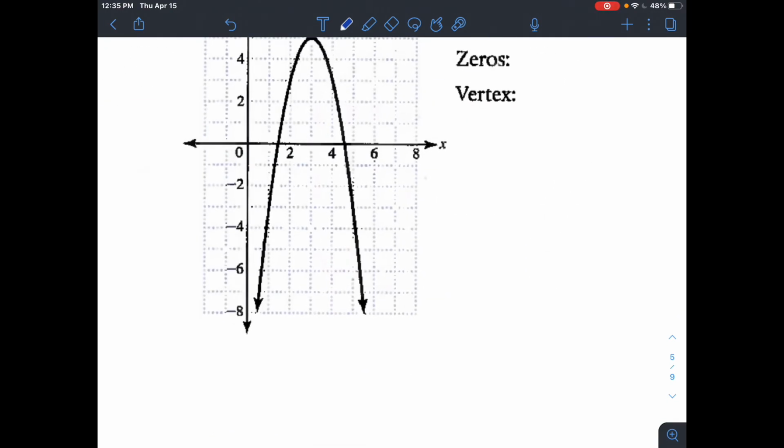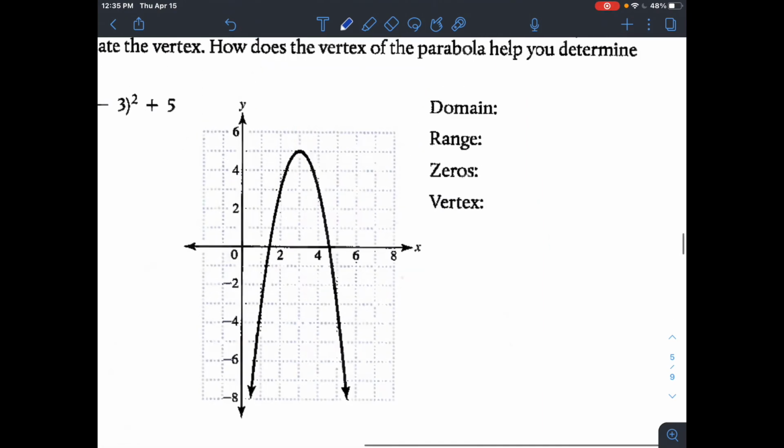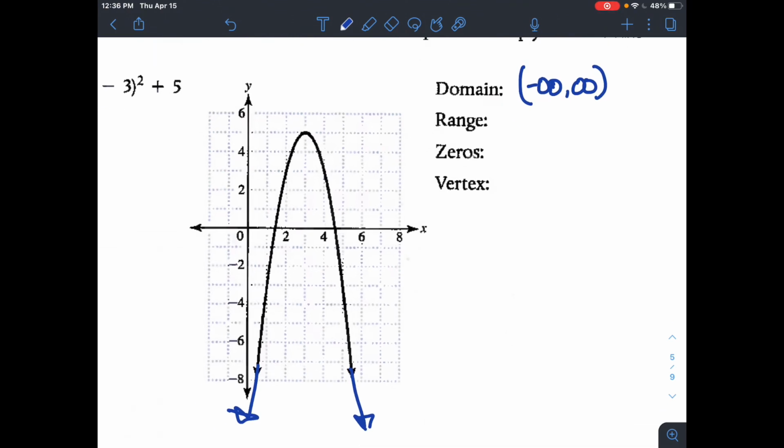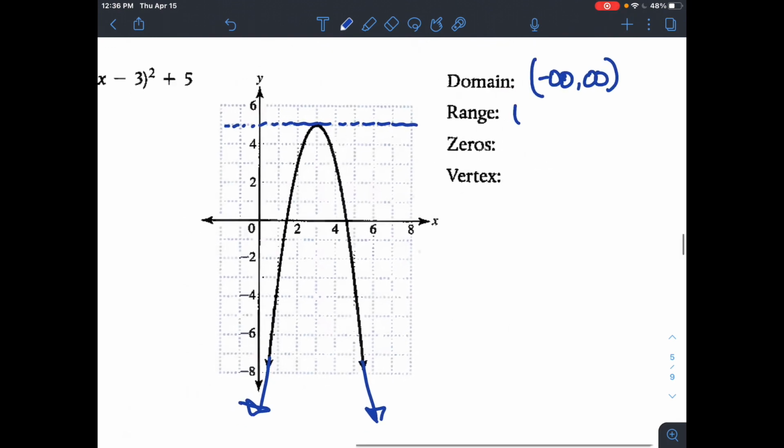Okay, so domain is from left to right. So this one is from left to right. So I'm going forever to the left, forever to the right. So negative infinity to positive infinity. My range, y values, how far up and down I go. I'm going down forever. And my maximum point is 5. So from negative infinity all the way up to 5.